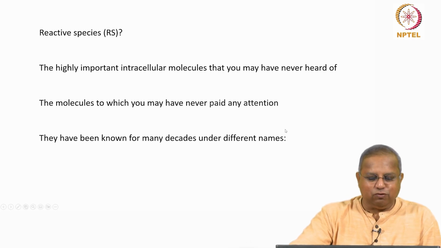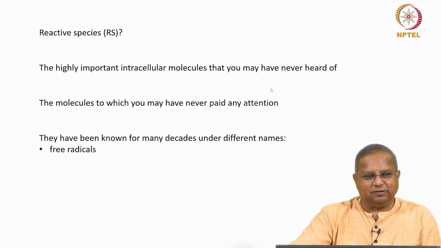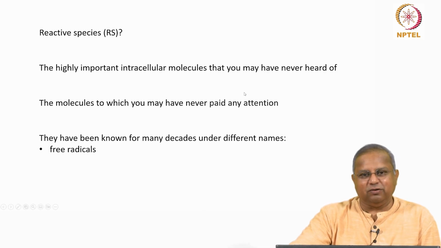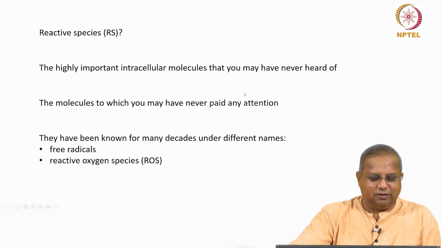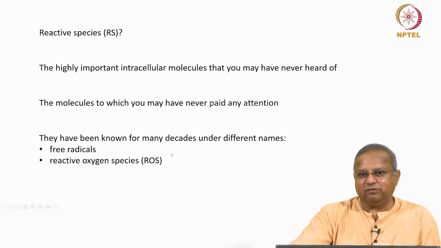In fact, they have been known for many decades under very different names. For example, they were initially called free radicals because the ones that were important were actually free radicals. Then people started referring to one particular species as reactive oxygen species. There are many, but this was the most important, this was frequently occurring. Therefore, the entire class of molecules was known as reactive oxygen species.